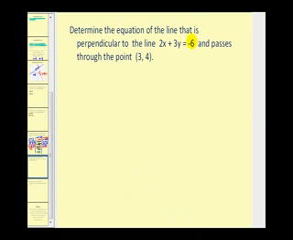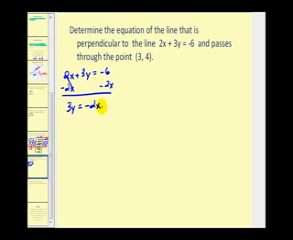Now we want to determine the equation of the line that is perpendicular to this line and passes through the point 3, 4. So again, the first step is to determine the slope of the given line. From that, we can determine the slope of a line that would be perpendicular to that. So we'll subtract 2x on both sides. You have 3y equals negative 2x minus 6. And we'll divide everything by 3. So the given line would be y equals negative 2/3 x minus 2. So this slope is equal to negative 2/3.